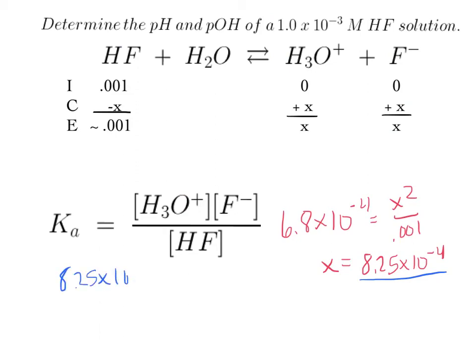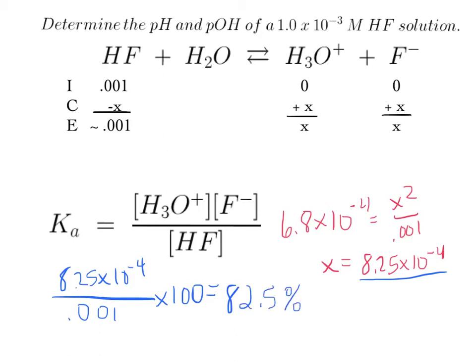8.25 times 10 to the negative 4 out of the original 0.001, times 100 in order for it to be a percent. And we end up with, take a second, calculate it, 82.5%. That is a lot more than 5%. This 82.5% is huge, which means that the approximation was not valid, which means that we are not going to be able to use this for x.